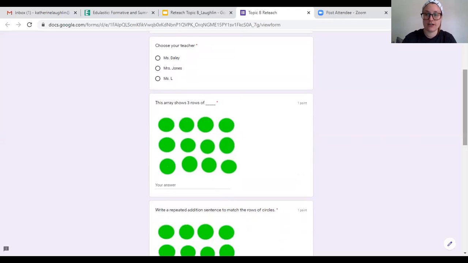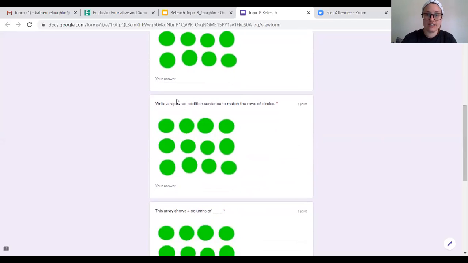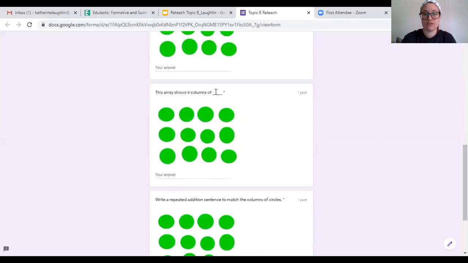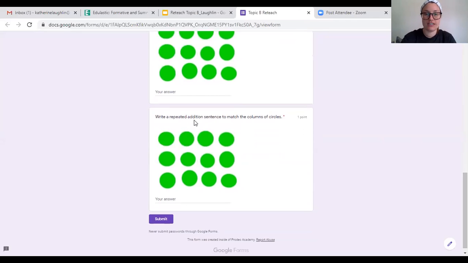Type your answer here. Repeated addition to match the rows. Type your answer here. Remember to use the plus sign and the equal sign. Columns of blank. Type your answer here. Repeated addition sentence to match the columns. Type your answer here. Again, remember to put the plus sign and the equal sign.